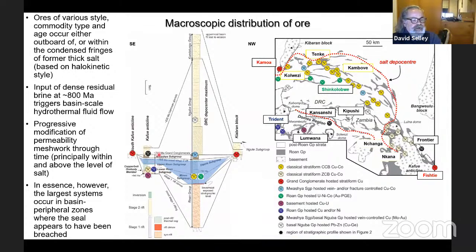So it's not surprising then that the largest of our systems occur towards the periphery of the basin and outboard of relatively thick salt. So the biggest systems here are Kamoa, Kolwezi, Tenke Fungurume in the Congo, and Chambishi, Konkola, and Nkana here to the south.